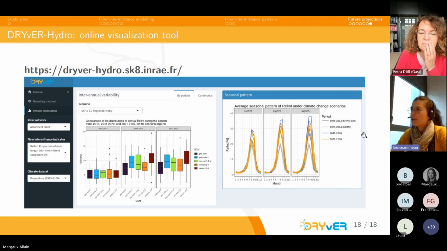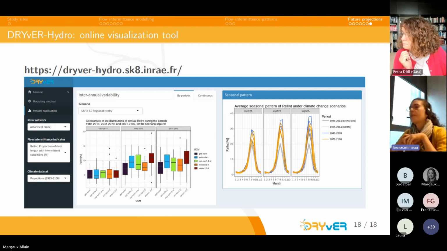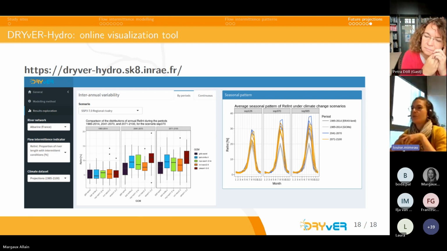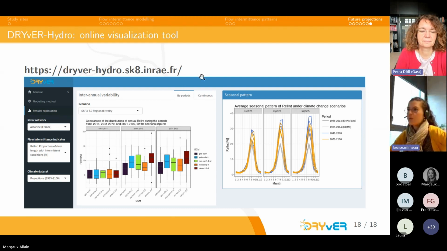And I will finish on this slide showing that we developed an application called DRYvER Hydro that you can find online on this link. It's an interactive tool where you can explore all the simulation results that we produced for the 6 catchments, for the present period and in projections, to see how flow intermittence is changing through time and for the 6 catchments. So do not hesitate to visit this application. So that's it for me, and I leave the floor to Petra.